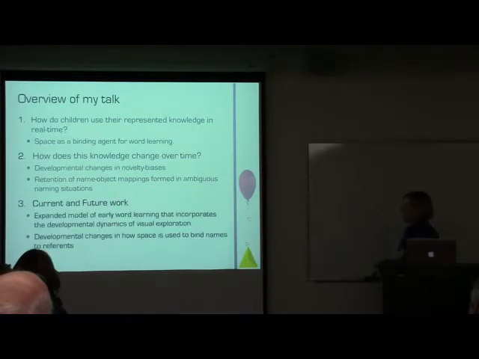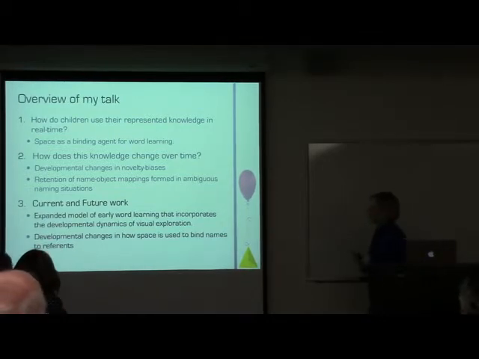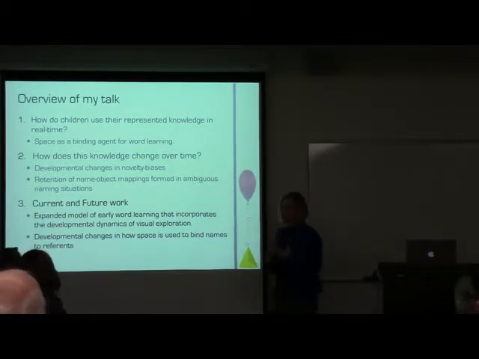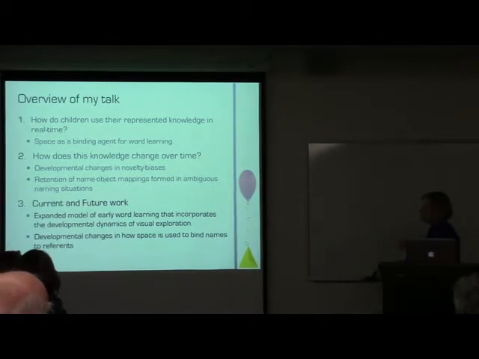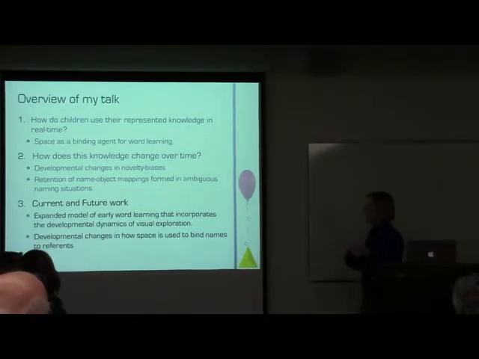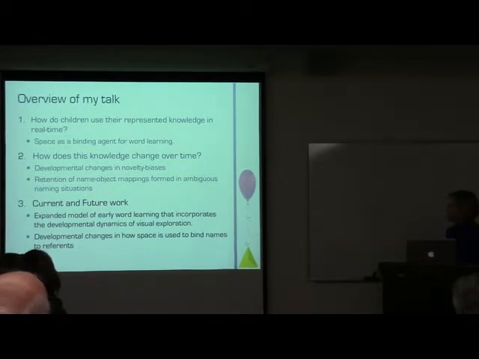And that's going to be this next part. We're looking at an expanded model of early word learning that incorporates the developmental dynamics of visual exploration. So processes that we know are based on novelty. And then I'm going to show you some data from studies we're doing now, or getting online, to look at developmental changes and how space is used to bind names to reference.